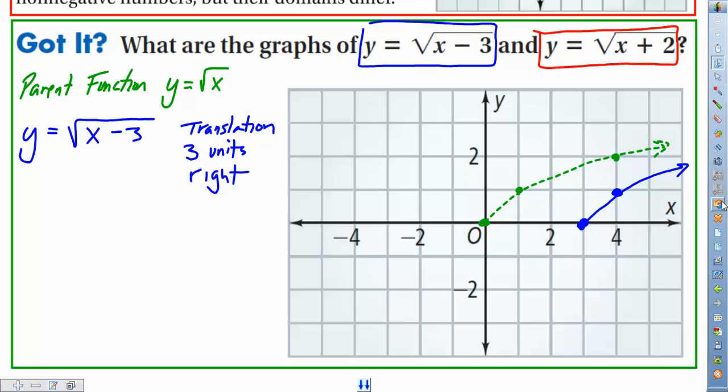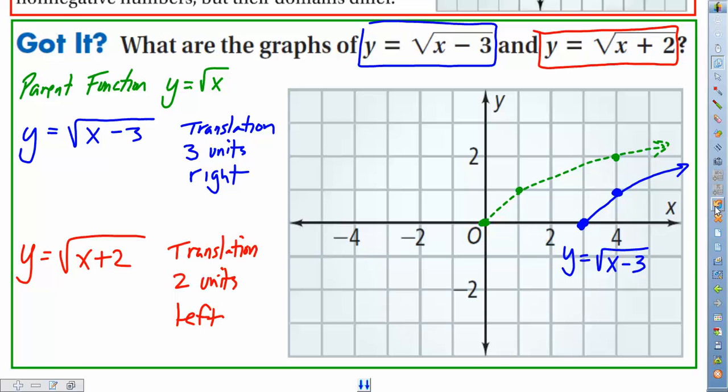That's okay. Sometimes that might happen. Okay? And then for the next one, if we're looking at y is equal to the square root of x plus 2, that's going to move that graph 2 units to the left. So the parent function, that one there in green, everything got moved 2 units to the left, 2 to the left, 2 to the left, and 2 to the left. And then there's that graph just like that. So horizontal translations, really no different than vertical translations.